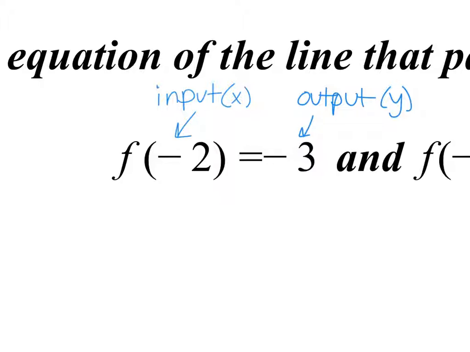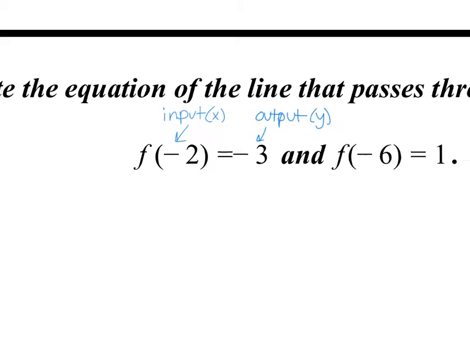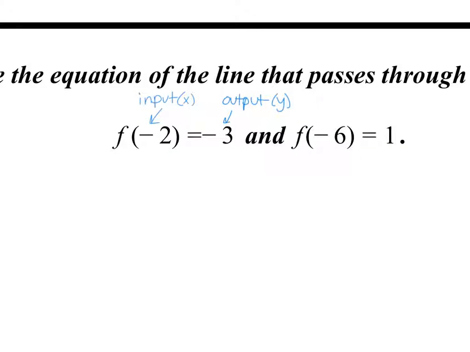But you need to write from 2 points today. So the first thing I need you to do is write this in 2 points. What's the first point? Can someone raise your hand and tell me, what's the first point? Take that function notation. Jordan, what's the first point? -2, -3. Good. Could someone give me the second point? Elena, what's the second point? -6, 1. Because your input is x and your output is y.